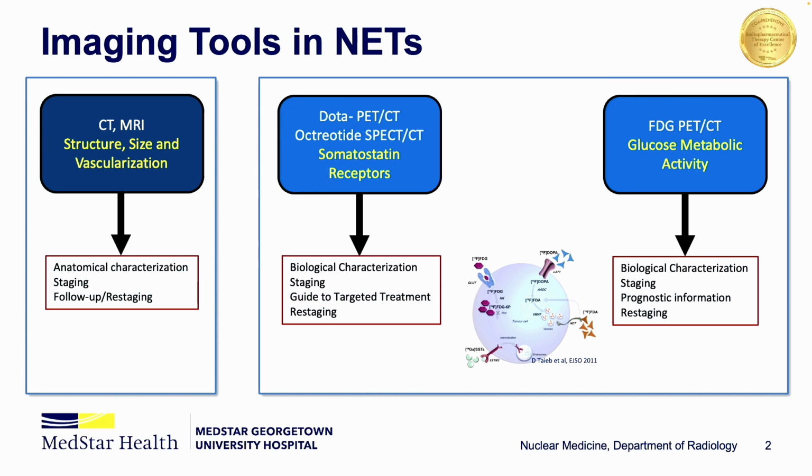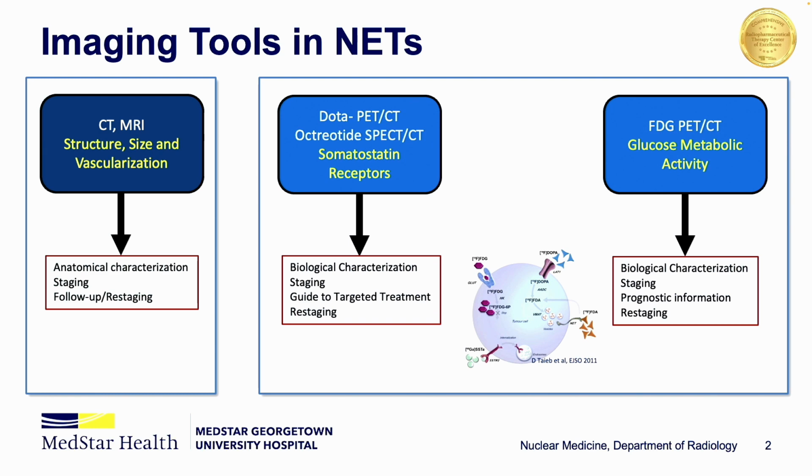And then we also have FDG PET CT, which we don't use that much in neuroendocrine tumors, but can be helpful. Sometimes we use it. Again, FDG PET CT looks at the glucose metabolic activity, gives us a characterization of the biology of the tumor, sometimes can help us with the staging, and gives us some prognostic information, meaning how aggressive is this tumor or not.